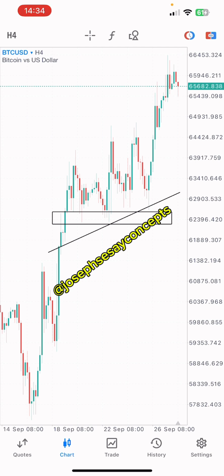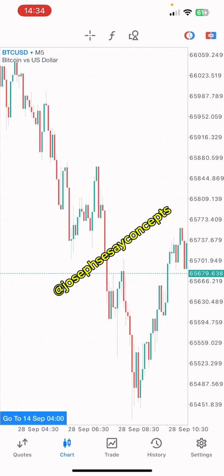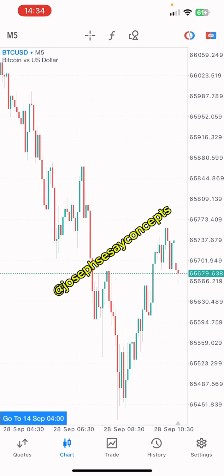Now you can see the current candle that is forming is also a bearish candle. It is still forming. It's going to take 4 hours for this candle to completely form. All you now need to do is go to the lower time frame like the 5 minutes, and you can see the candles forming here as well.